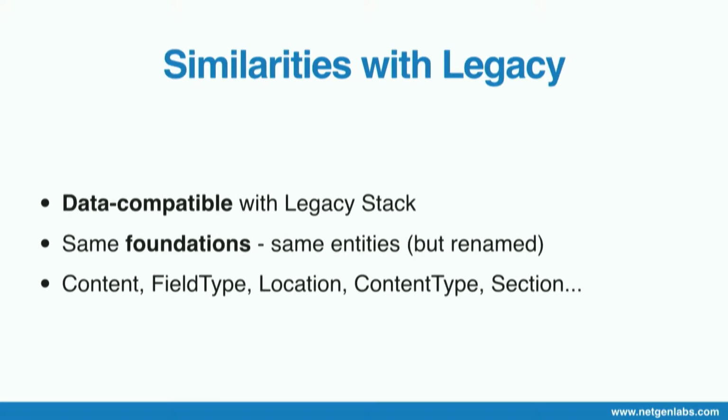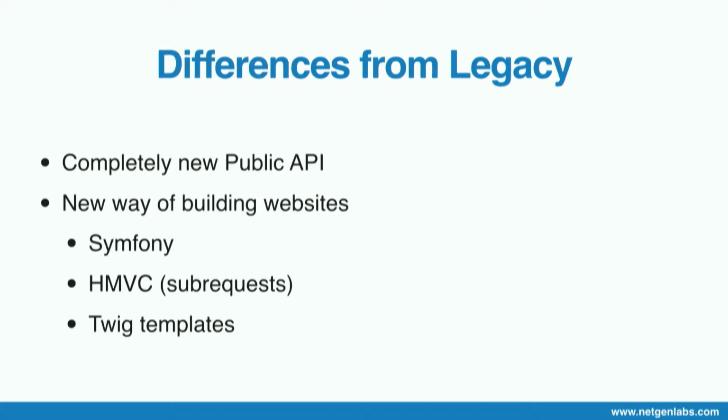So some similarities with legacy. We kept the data compatibility. This really means that, for me at least, the content model in eZ is the core of the whole system. So we kept the same foundations, and we still have the same entities, although we renamed them. By this I mean we have content, field type, previously called data type, location was node, content type was class, and so on. So we still have those same things.